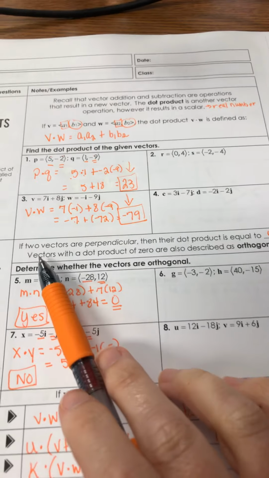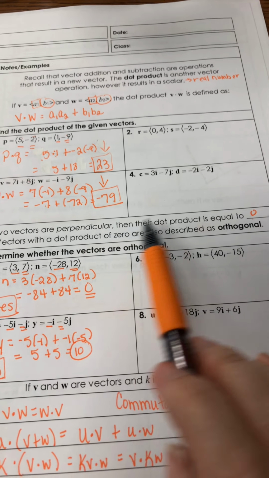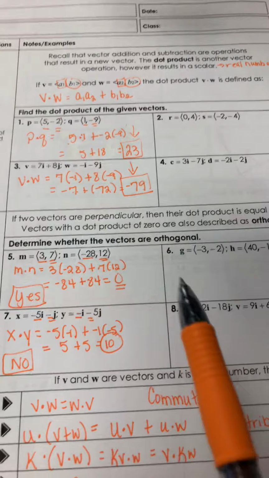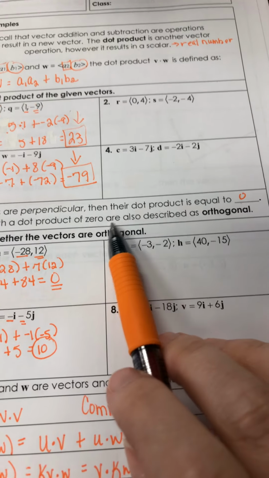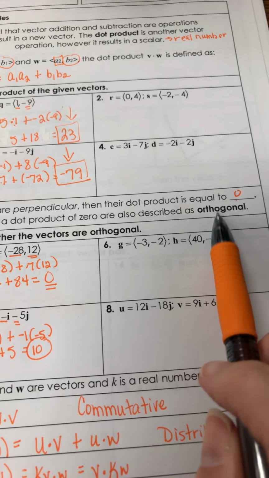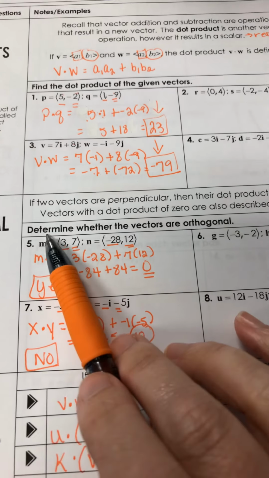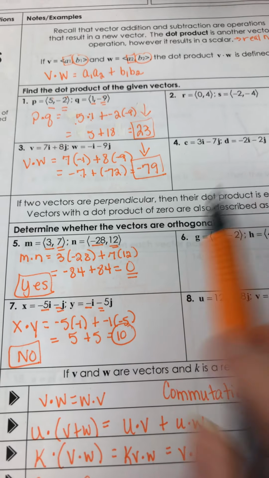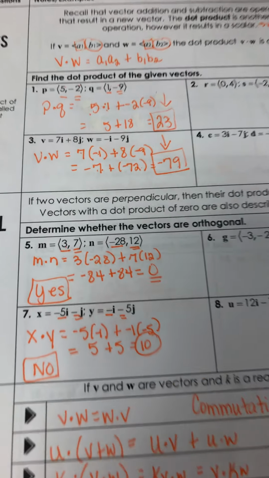Okay, now our next note says if two vectors are perpendicular, then their dot products are equal to 0. And these type of vectors have a special name. If you have a dot product of 0, you're considered to be orthogonal. So on 5 and 7, we're determining whether the vectors are orthogonal, so that means I have to find the dot product of each one.